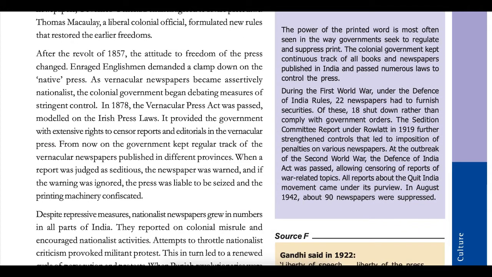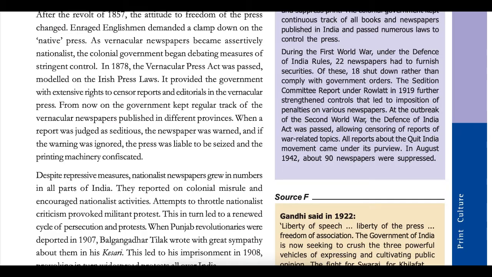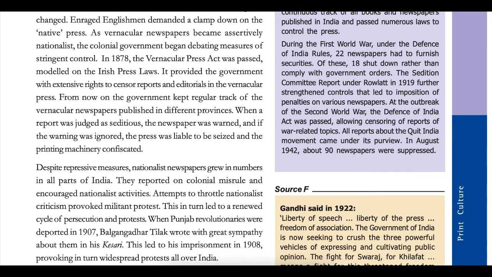After the revolt of 1857, the attitude to freedom of the press changed. Enraged Englishmen demanded a clamp down on the native press. As vernacular newspapers became assertively nationalist, the colonial government began debating measures of stringent control. In 1878, the Vernacular Press Act was passed, modelled on the Irish press laws. It provided the government with extensive rights to censor reports and editorials in the vernacular press.